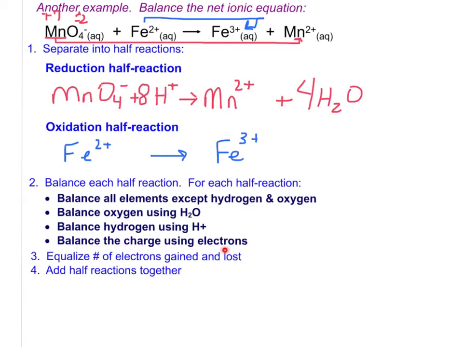I must now balance the charge using electrons. So if I look at this side of the reaction, what is my total charge over here? I have 1 molecule that's a -1. I have 8 molecules that are +1. So I have a total charge here of +8. And over here, -1. That gives me on the left side of the reaction a total charge of +7.